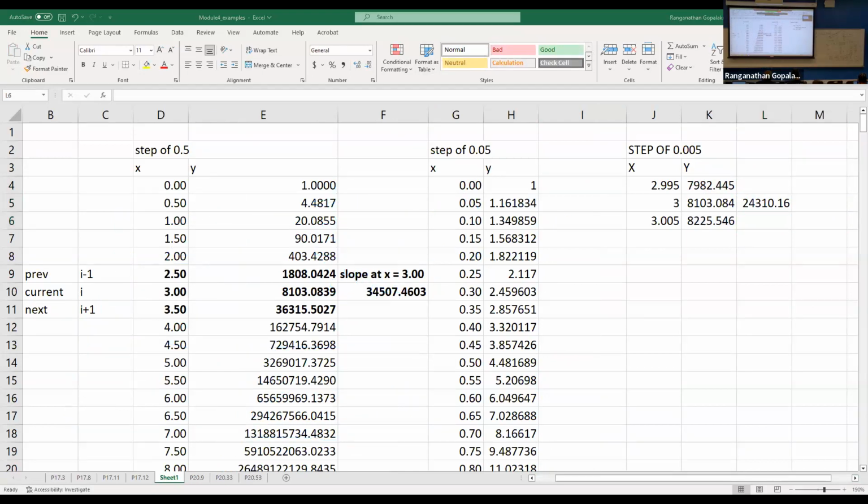We had 34,500. And when we had the slope with step of 0.05, it was 24,400 and something. And now we have 24,300 and something. So we are almost there. If you look at 24,400 and 24,300, they differ by 100 units over 20,000. That's definitely less than 1%. So you are within 1%.